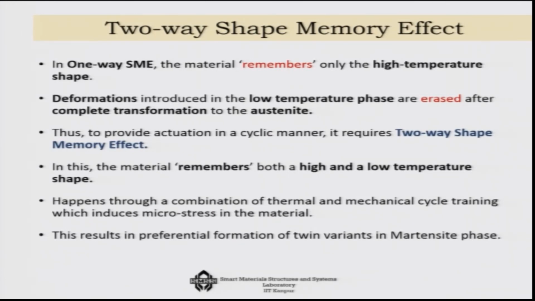Now, one way SME remembers only one shape, that is the high temperature shape, but if you reduce the temperature, then this memory gets erased. However, if you do it in a cyclic manner, that is what we call the training, then it will remember both the high and the low temperature shape, and that is in some applications very much useful, that you get both the high as well as the low temperature shape.